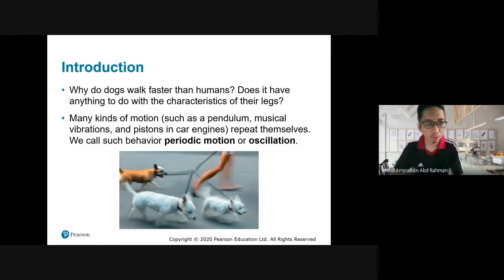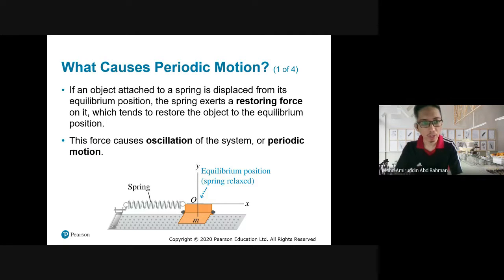So there are many kinds of motions such as the pendulum. We have many other things that go back and forth to the original position, and we call that the periodic motion or oscillation. Okay, so that's such examples. So what caused the periodic motion?